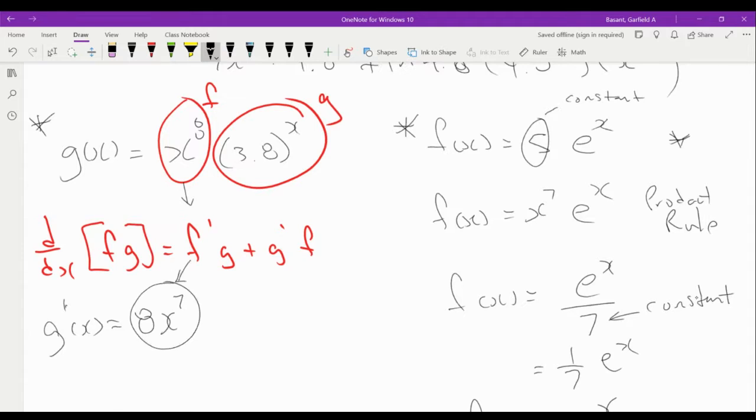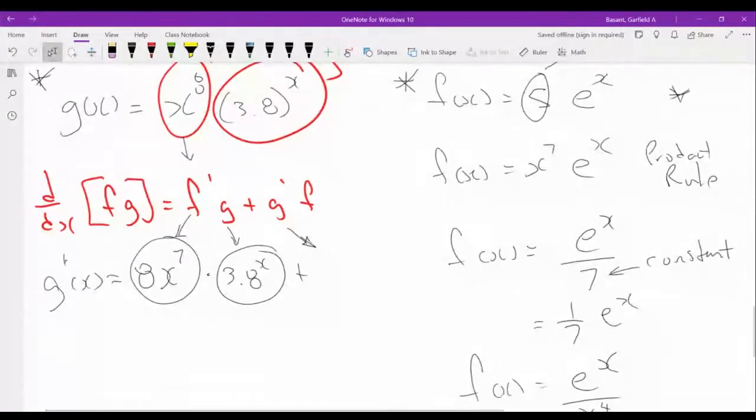So this is what we just did. Now we need to multiply by g of x. And this is just 3.8 to the x power. So that's the second part. Now we're going to add g prime of x, which is our new rule. So this is what we learned today. This is an ln of 3.8 times 3.8 to the x power.